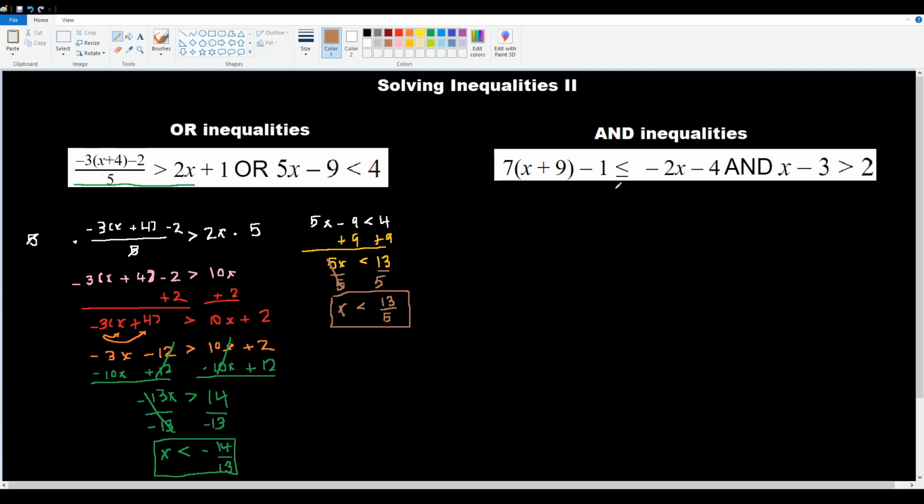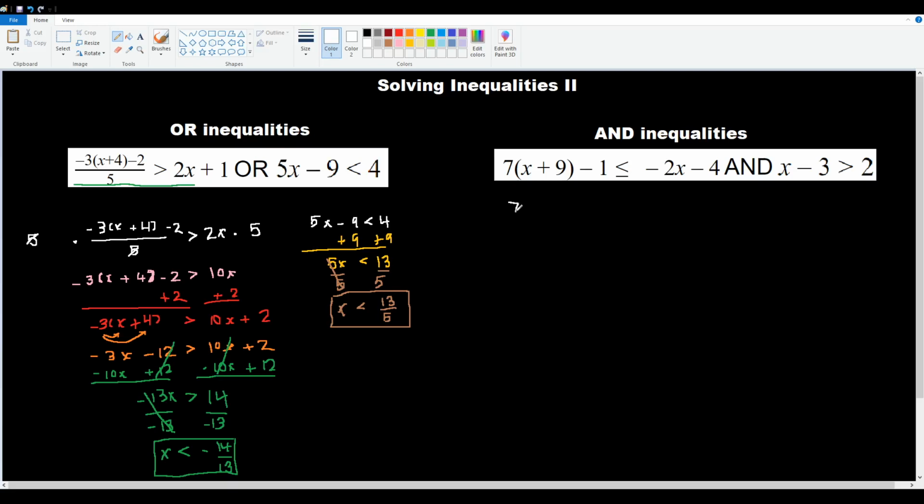What's tricky about the AND inequalities is that you have to satisfy both conditions at the same time, and it can be a pain sometimes. So let's start by solving out each of the conditions. I'll do the left one. I'll make the solution of the left one in red, and the right one we'll do in blue or something.